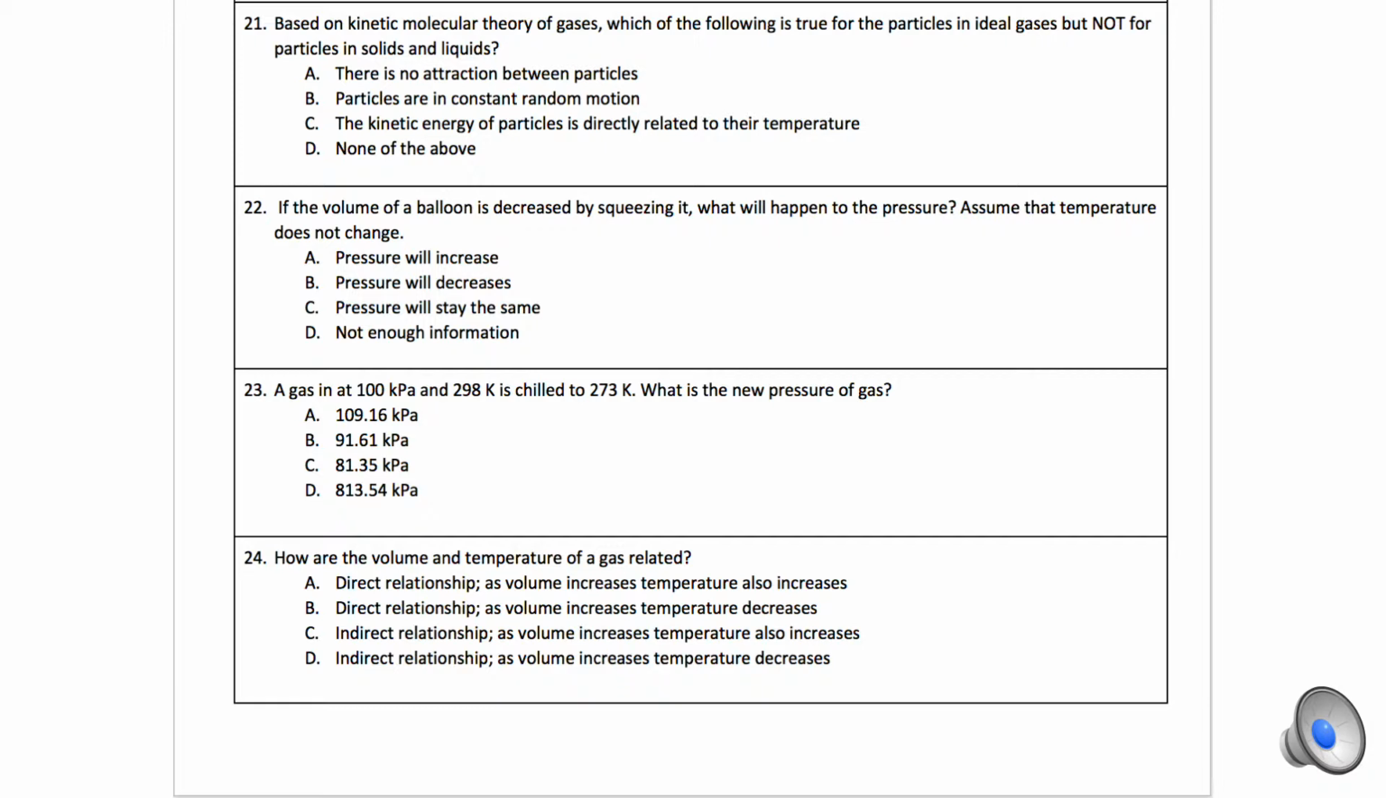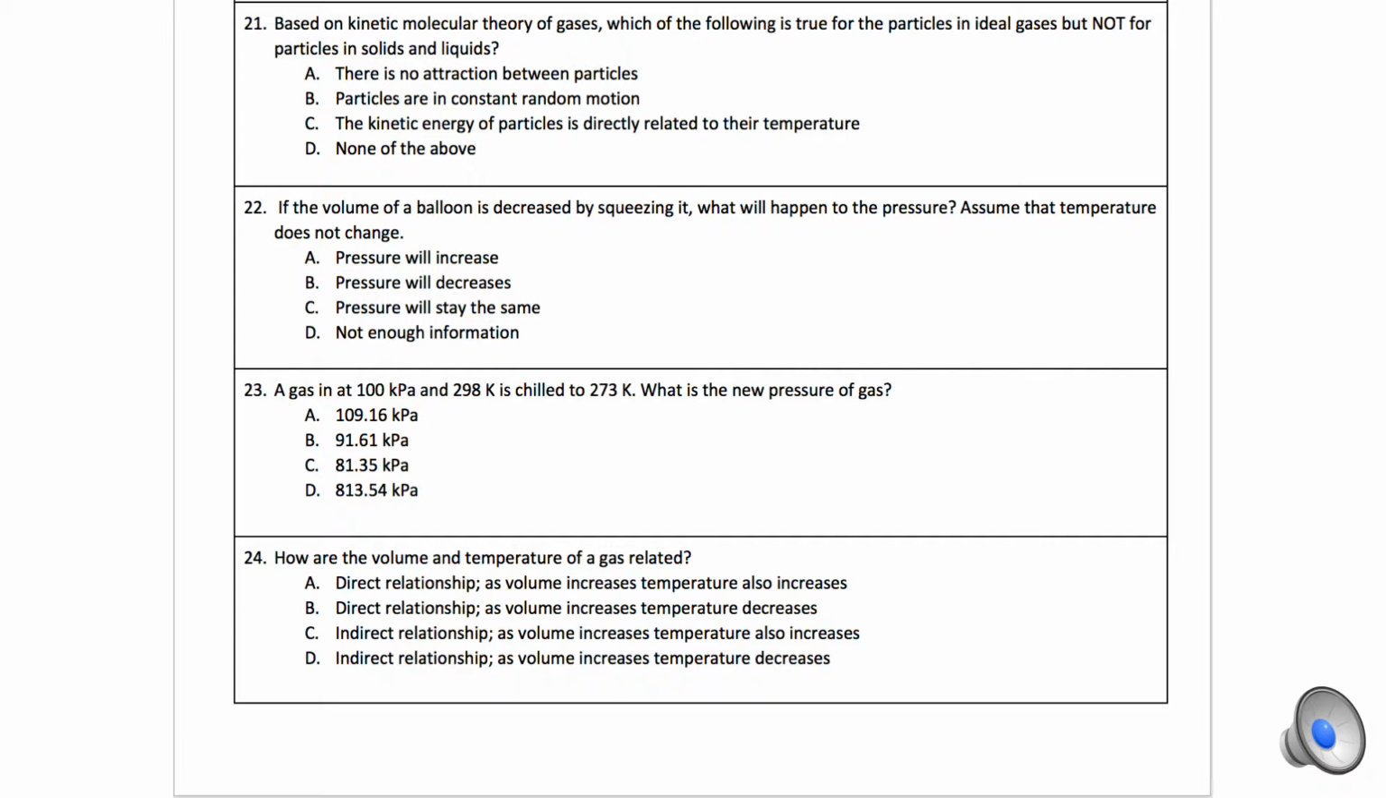Number 23. A gas is at 100 kilopascals and 298 Kelvin. Is chilled to 273 Kelvin. What is the new pressure of the gas? A, 109.16 kilopascals. B, 91.61 kilopascals. C, 81.35 kilopascals. Or D, 813.54 kilopascals.